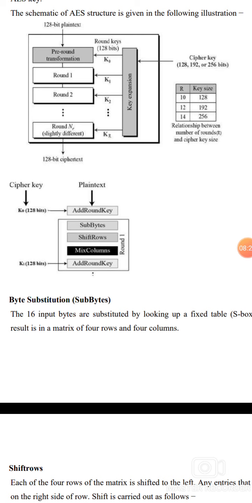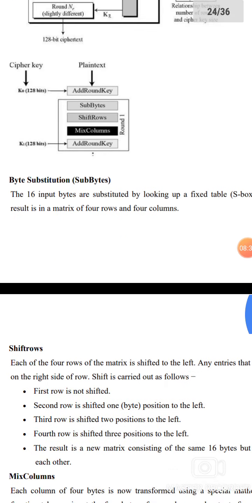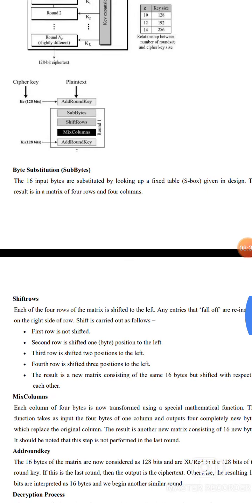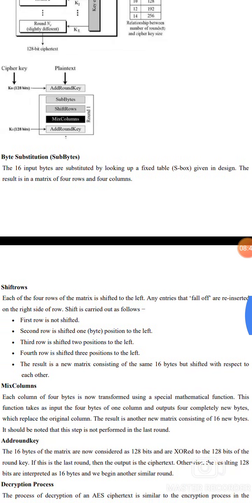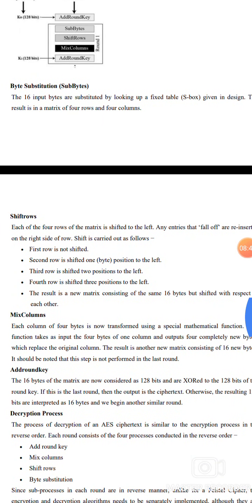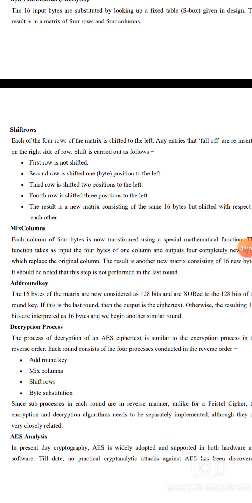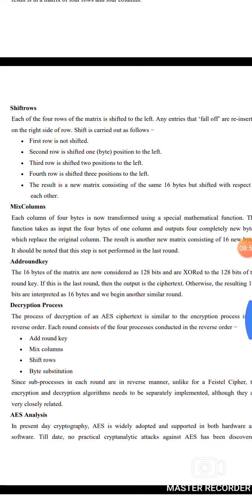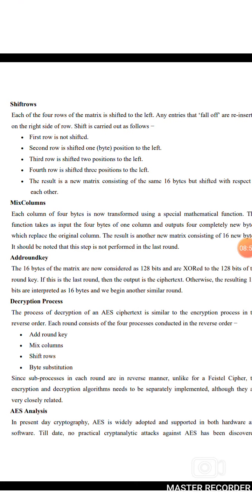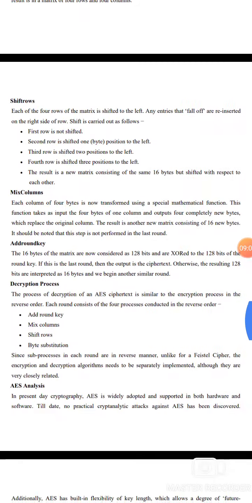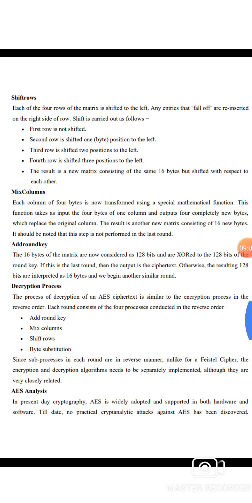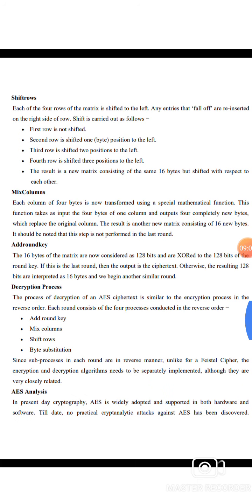The key uses 128 bits: add round key, sub bytes, shift rows, mix columns and add round key. In the byte substitution, SubBytes, a fixed table given in the design is looked up, and the result is a matrix of 4 rows and 4 columns. In shift rows, the first row is not shifted, the second row is shifted one position to the left, the third row is shifted two positions to the left, and the fourth row is shifted three positions to the left. The result is a new matrix of the same 16 bytes but shifted with respect to each other.